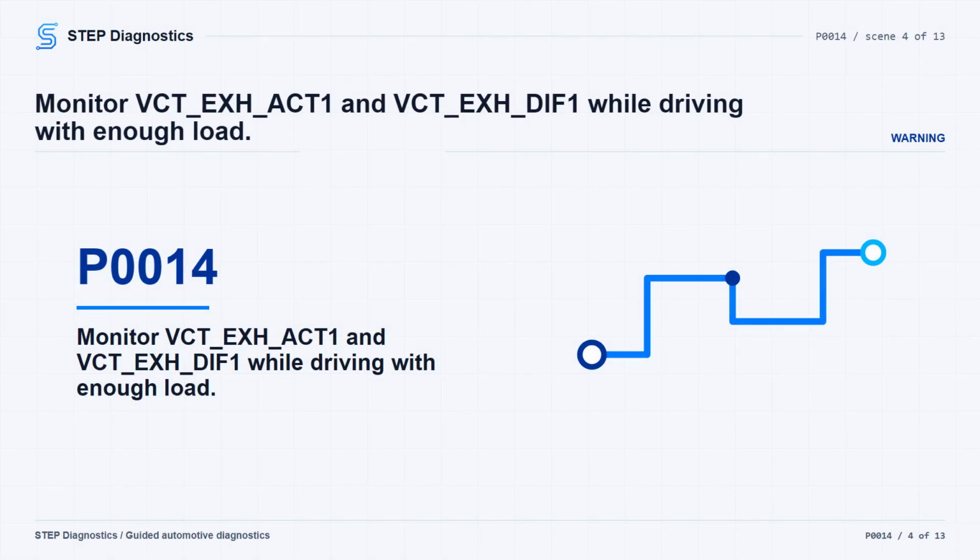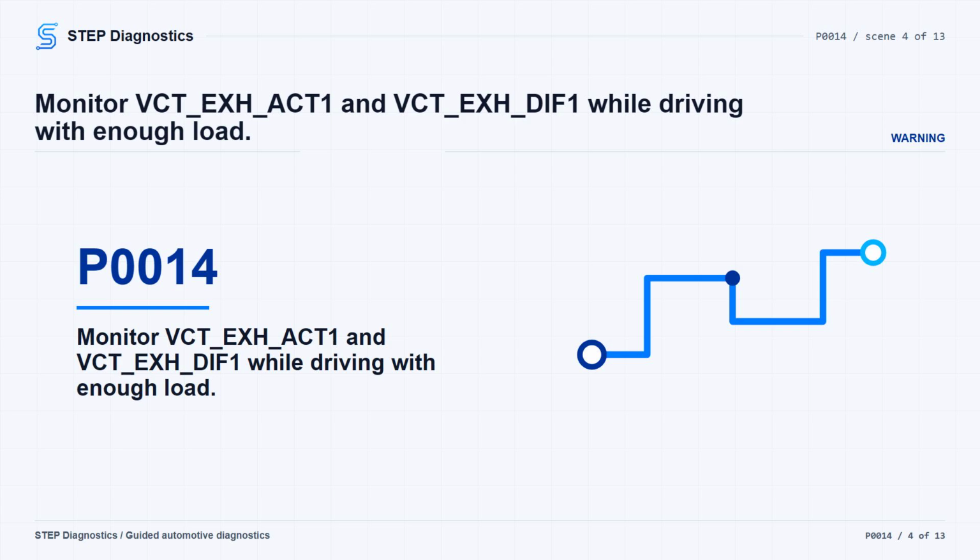4. The first functional check. Make sure all disconnected VCT solenoid connectors are connected. Turn the ignition on, start the engine, and monitor the PCM PIDs: VCT EXH ACT 1 degrees and VCT EXH diff 1 degrees. Drive the vehicle and work the throttle enough to create VCT movement. What you want to see is actual cam movement, while the difference PID stays close to 0.